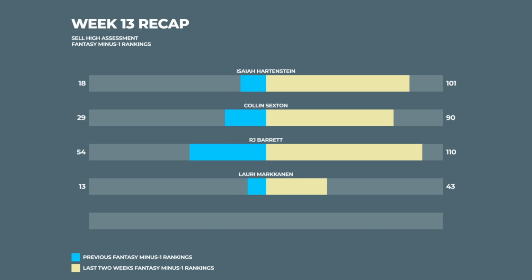That is due to the fact that he has been on those minutes limits the last couple of games, but he was never going to stick as a top 20 player. Colin Sexton was 29th. He's down to 90th. Rowan Barrett was 54th. He's down to 110th. Yes, he wasn't able to continue the run that he was on.